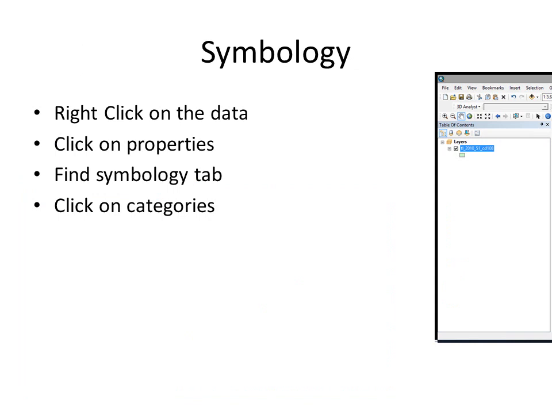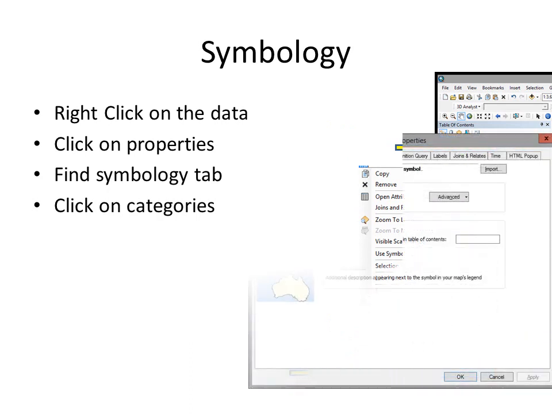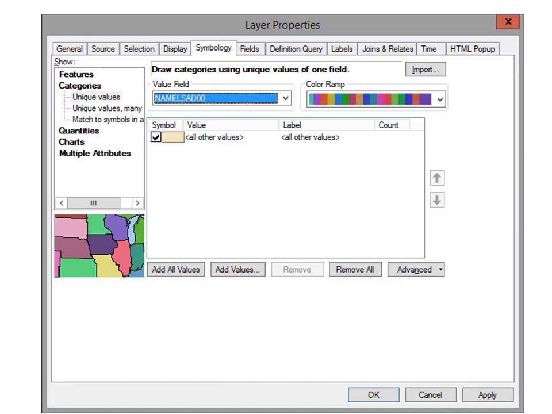Symbology. Basically you want to right click on your data in the table of contents, click on Properties, then find the Symbology tab and click on Categories. So there's the data. Once you click on it, you go down and click on Properties. Once you've clicked on Properties, the Layer Properties comes up. You want to make sure you click on the Symbology tab and then click on Categories. When you do, it's going to change and look a little bit like this.